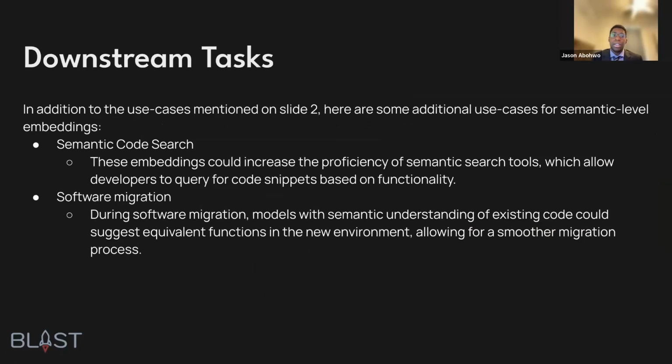Semantic code search, which allows developers to search for code snippets based on their functionality, could be vastly improved through code isomorphism. Being able to compare the functions of code through their embeddings would make semantic code search tools more accurate and effective. Software migration, which is the migration of code between environments and languages, would be made smoother and easier with the use of code isomorphism. A semantic understanding of the code's function would help in creating suggestions for functional equivalents in a different language or environment. These downstream tasks are just a small glimpse into the potential of the applications of code isomorphism.